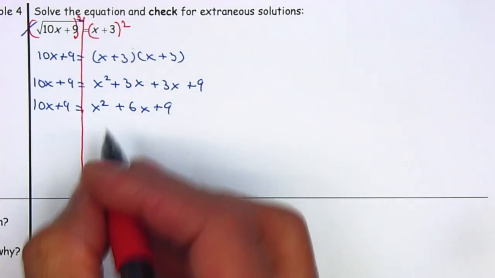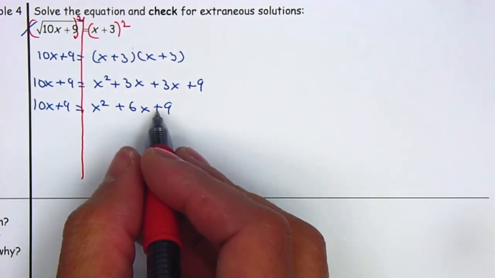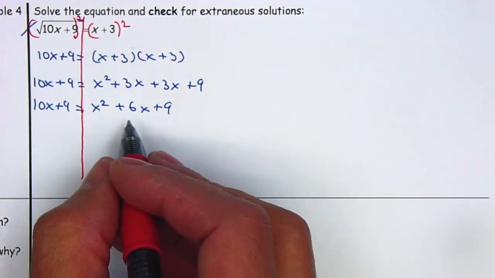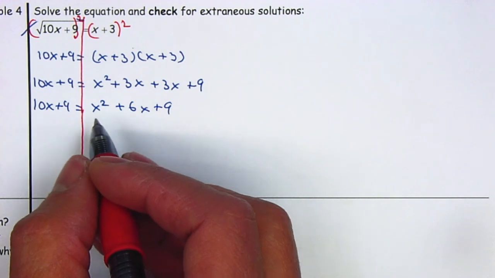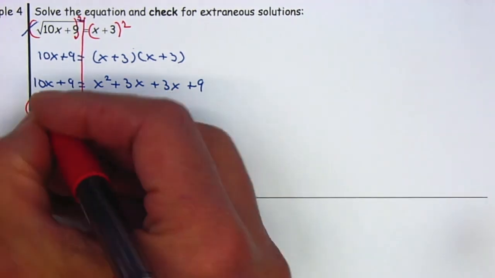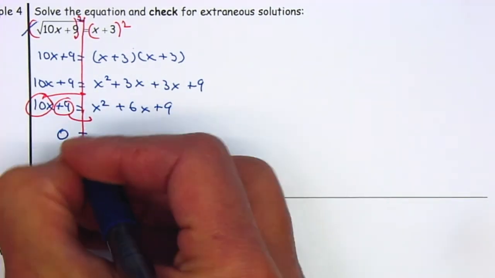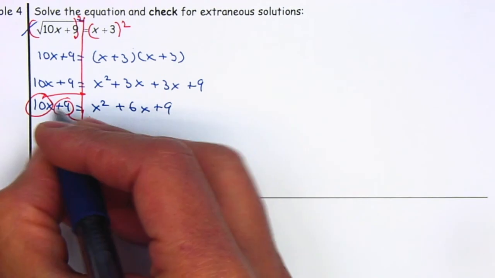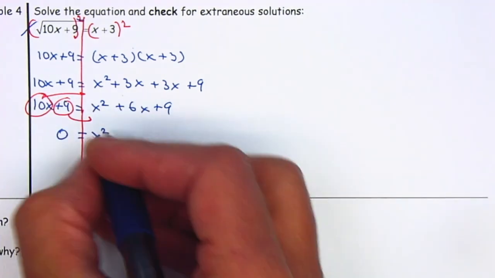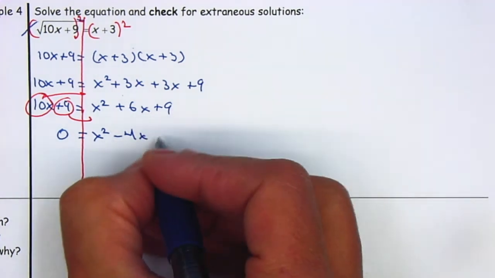Now I notice I have an x squared, and I'm going to move everything to the right hand side, and hopefully I can factor. Otherwise, maybe we can complete the square or use the quadratic formula. So let's move everything, then we can decide. 0 on the left, nothing left. x squared. Now negative 10 plus 6 is negative 4x. And 9 minus 9 is 0.